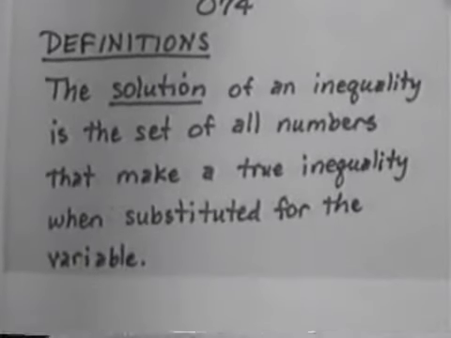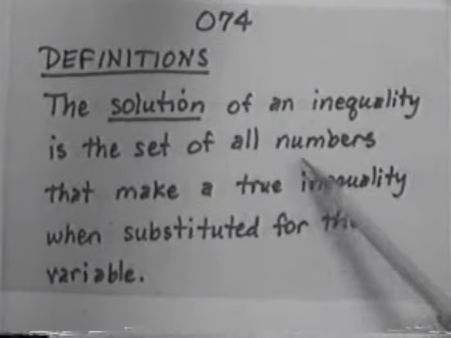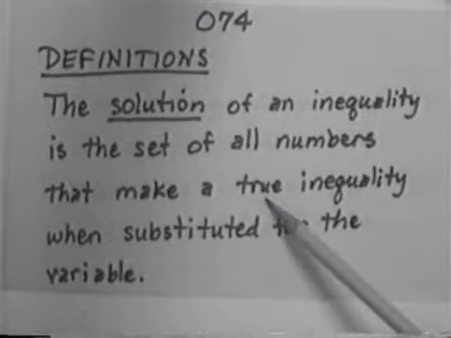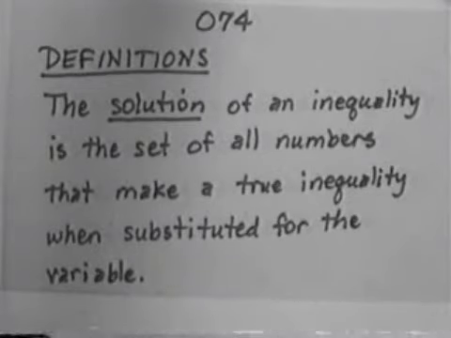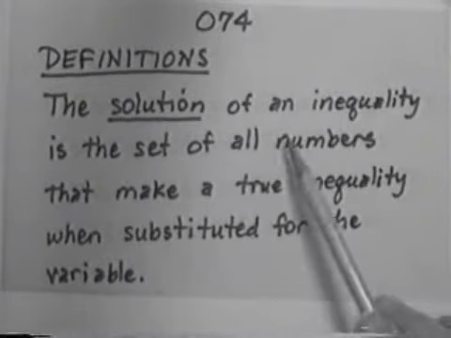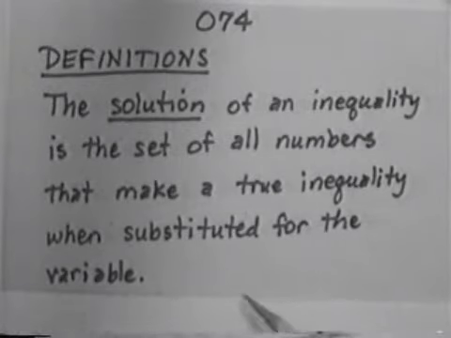The first one says, the solution of an inequality is the set of all numbers that make a true inequality when substituted for the variable. These are the numbers that we will be interested in finding.